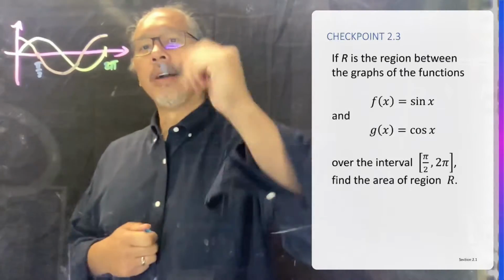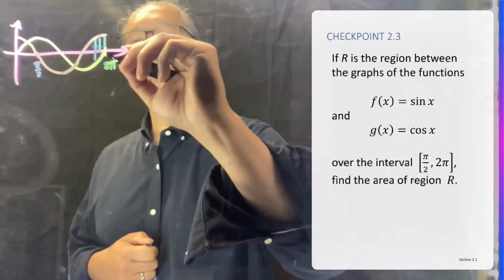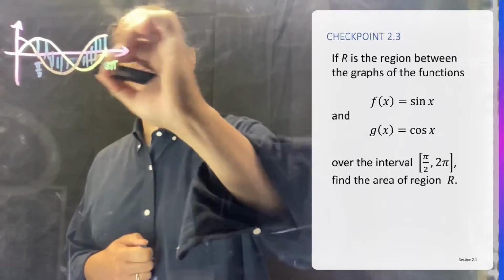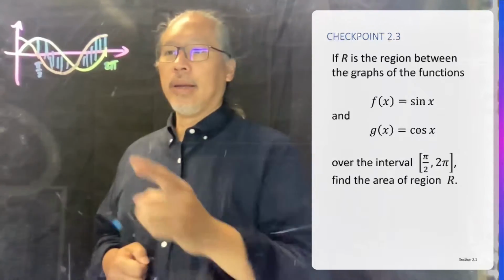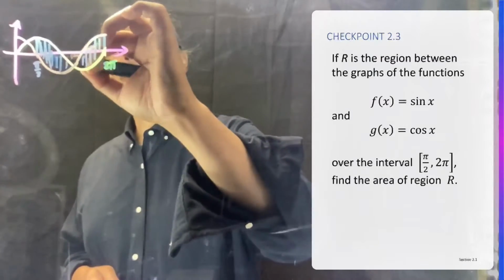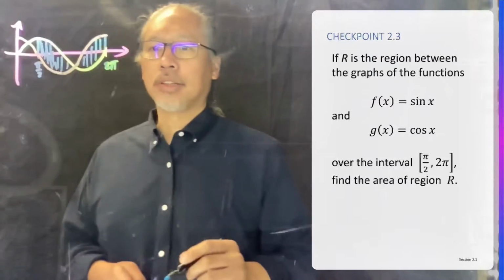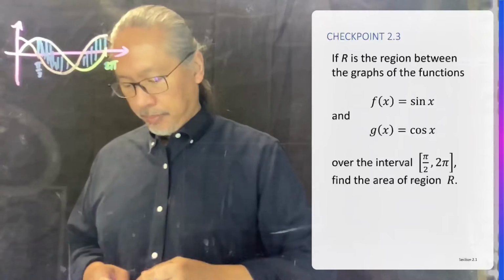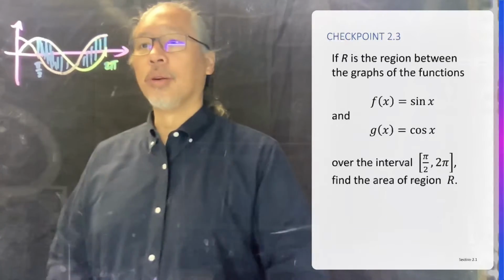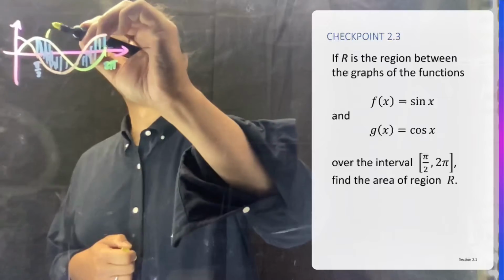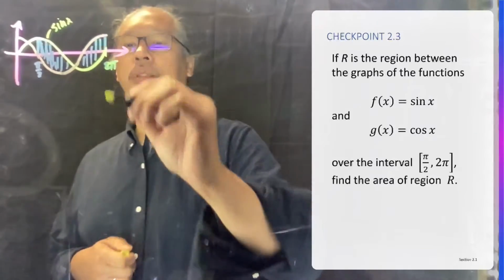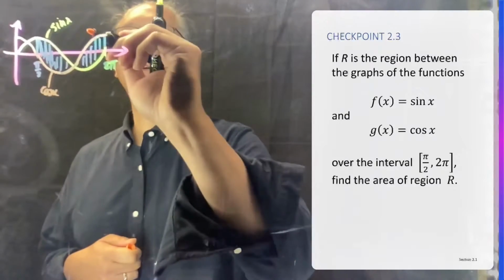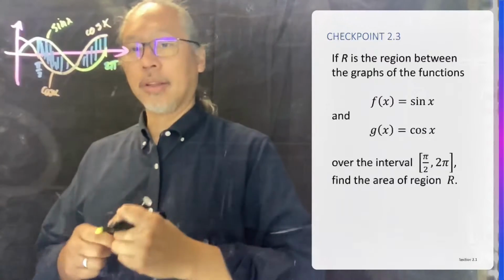Now they want us to find the area between here, from pi over 2 to 2 pi, and in some of the graph the sine function is higher, and in other parts of the graph the cosine function is higher. So we have to know when to break this up, when the sine of x is bigger than the cosine of x, and when the cosine of x is bigger than the sine of x.